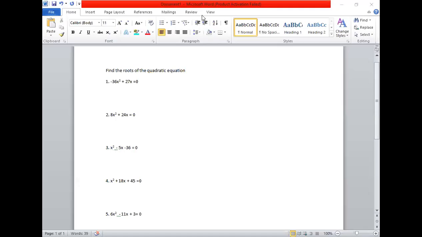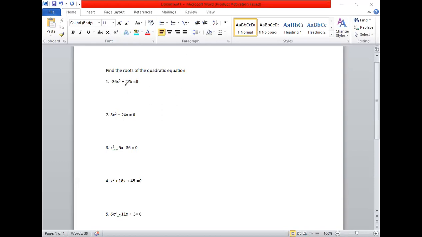Okay, so we are going to find the roots of the quadratic equation given the two terms and three terms, the quadratic trinomials and then binomials. So we have 5 examples here. We have 5 equations here. So let's start. The first given is negative 36x squared plus 27x is equal to 0.